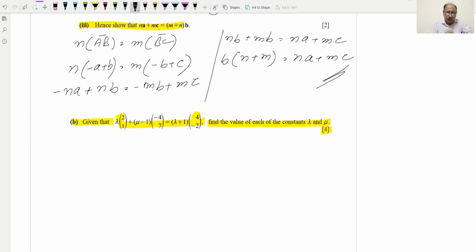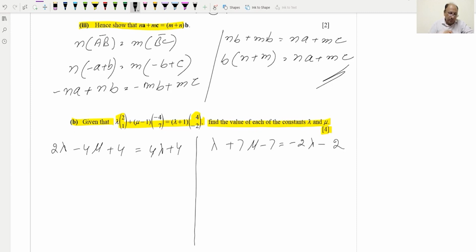So first we will form two equations. For example, we will multiply these two, it will be 2 lambda, so we can write 2 lambda, and this with this one, so it will be minus 4 mu and plus 4 is equal to, we will multiply this with the x upper value, so it will be 4 lambda plus 4. This will be our one equation. And the second equation we can multiply with the lower value, so it will be lambda plus 7 mu minus 7 is equal to minus 2 lambda minus 2.